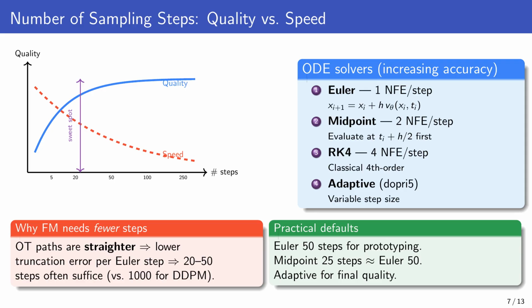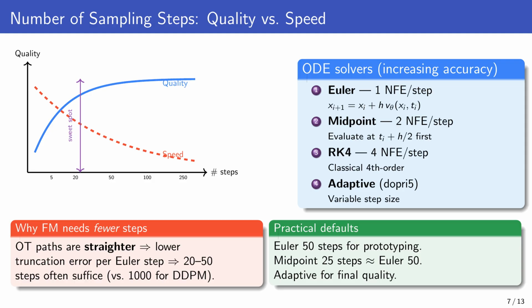A critical practical question is, how many sampling steps do you need? This is where flow matching has a major advantage over traditional diffusion models. The plot on the left shows the classic quality-speed trade-off. Quality, in blue, increases rapidly with the number of steps but then saturates. Speed, in red, decreases linearly since each step requires evaluating the neural network. The sweet spot is somewhere in the middle, typically around 20 to 50 steps for flow matching with OT paths. Compare this to DDPM, which originally needed 1,000 steps.